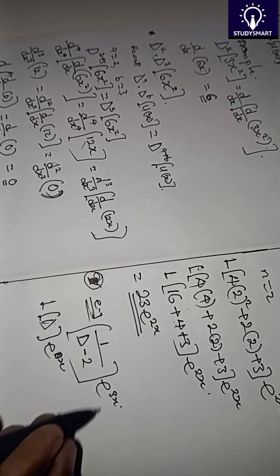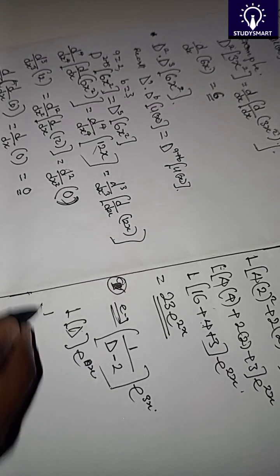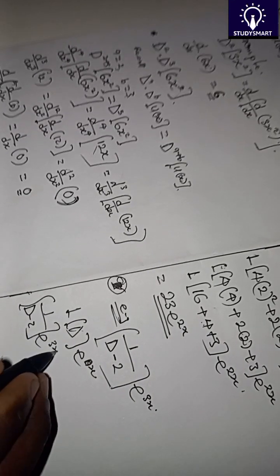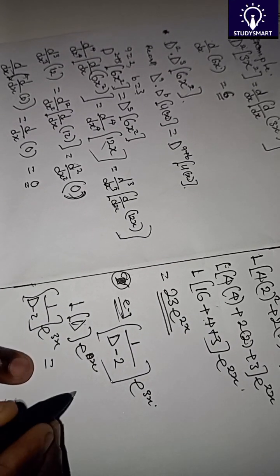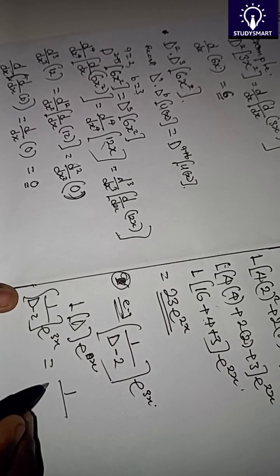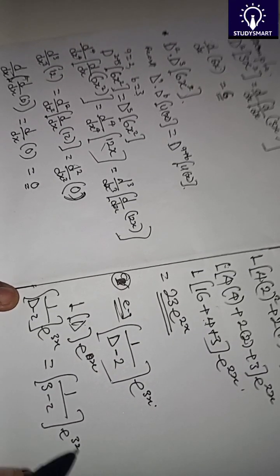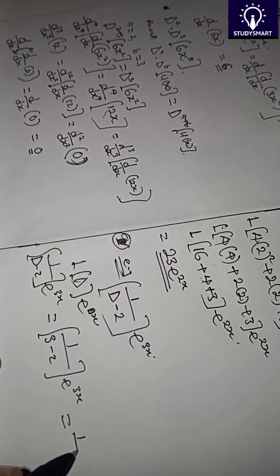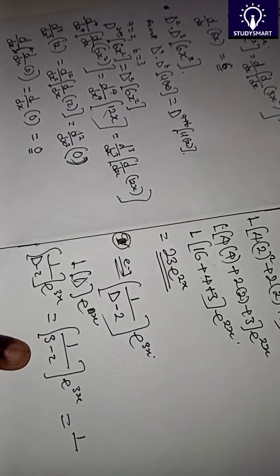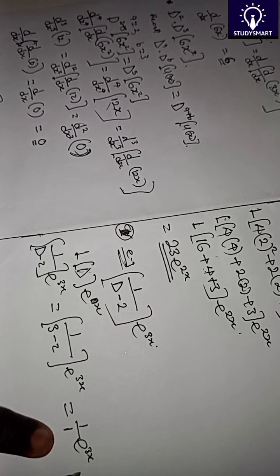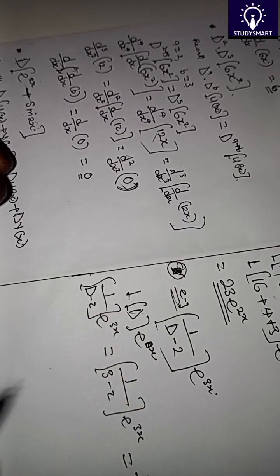In this case here, my d is 3, so I just have 1 over d minus 2 of exponential 3x. This now becomes 1 over, replace d here by 3, gives 3 minus 2. You still have exponential 3x here. Then this becomes 1 over 3 minus 2, which gives 1, right? I have exponential 3x. So it becomes exponential 3x, and the answer is still the same thing.